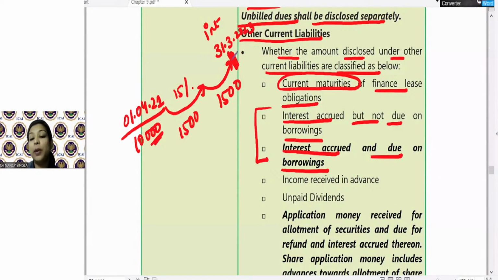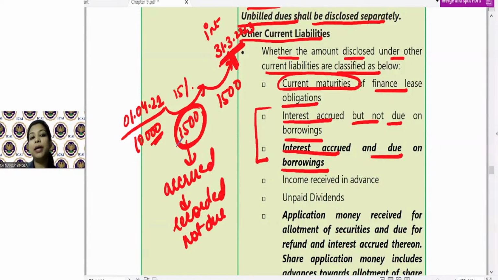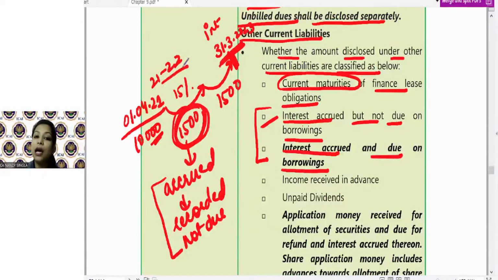On 31st March 2023. So in this year, this 1500 is what? It is accrued. That is, it is recorded in the books, but it is not due. Due तो नहीं है ना? Demanded कब है? On 31st March 2023. So this is what? Accrued but not due. So interest accrued but not due on borrowings. तो ये जो 1500 है ना, financial year 21-22 के लिए, this is what? Interest accrued, जो record हो गया but not due.